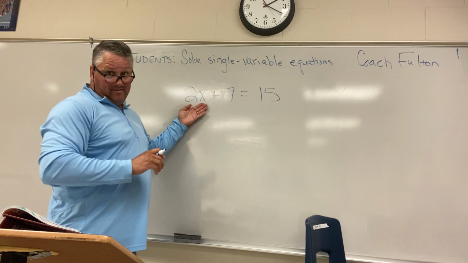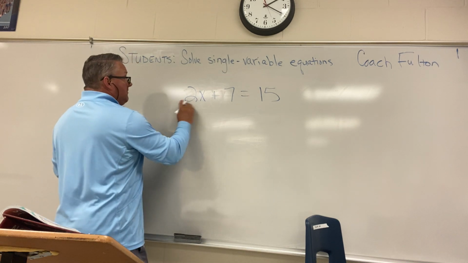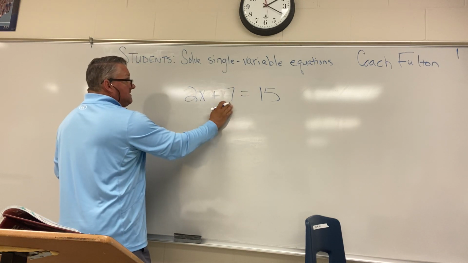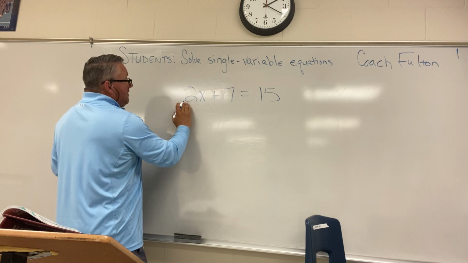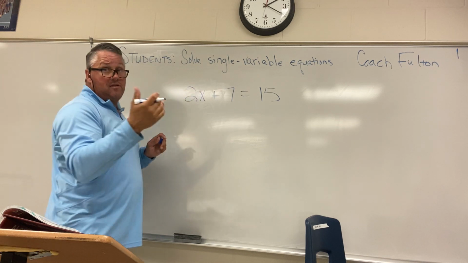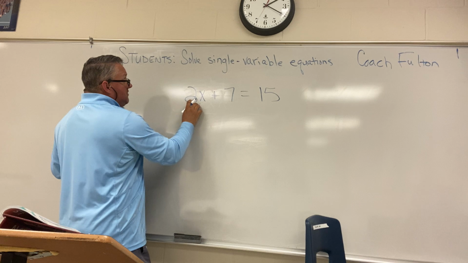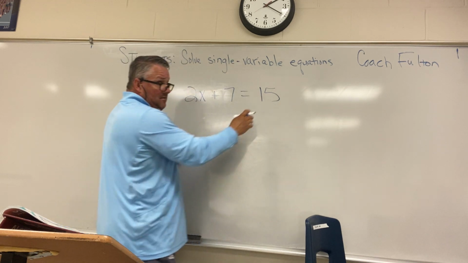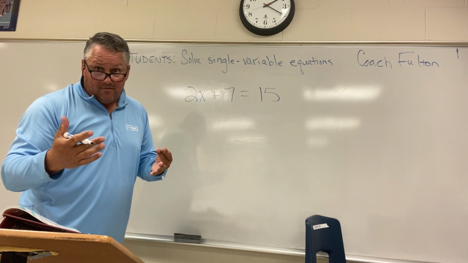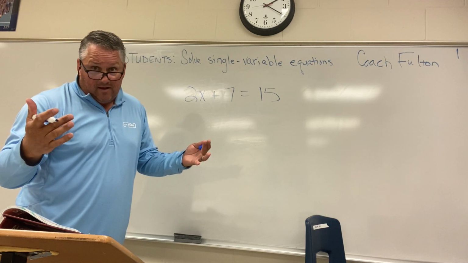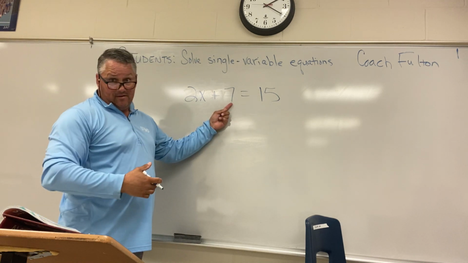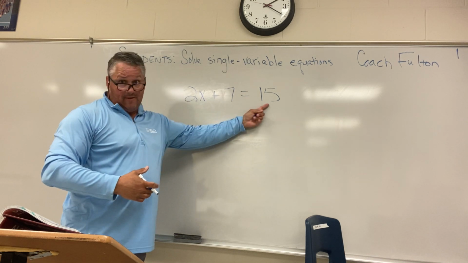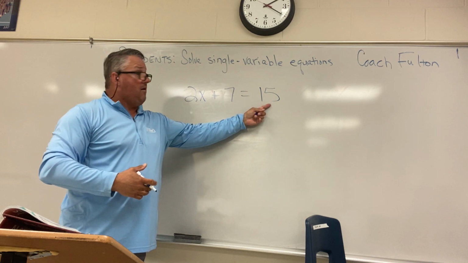We've got a 2x right here. We have a plus 7. These are called terms, right? They're separated by plus, minus, and equal signs. So we have a 2x, we have a plus 7, and then we have a 15. What are the like terms? What looks alike? The 7 and the 15 are like terms.